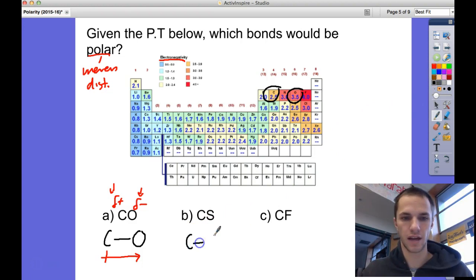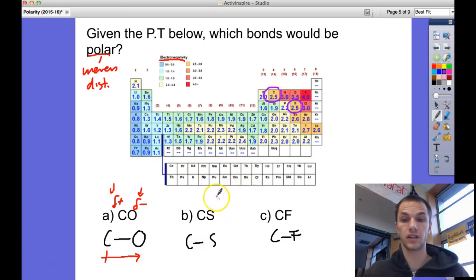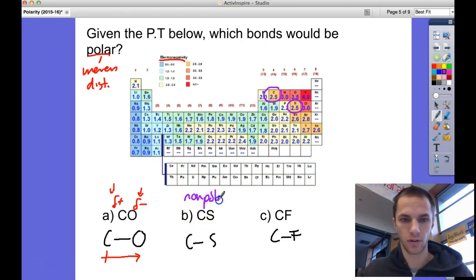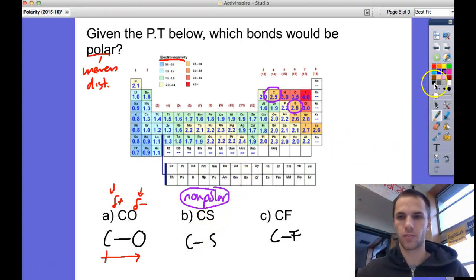Okay, well with CS and CF, let's look at the electronegativities. So for CS, we'll erase these here. For CS, we have carbon with 2.5 and sulfur with 2.5. So those electronegativities are equivalent. Okay? So this would be nonpolar. This bond is nonpolar. Carbon and sulfur are pulling on those electrons with equal strength.